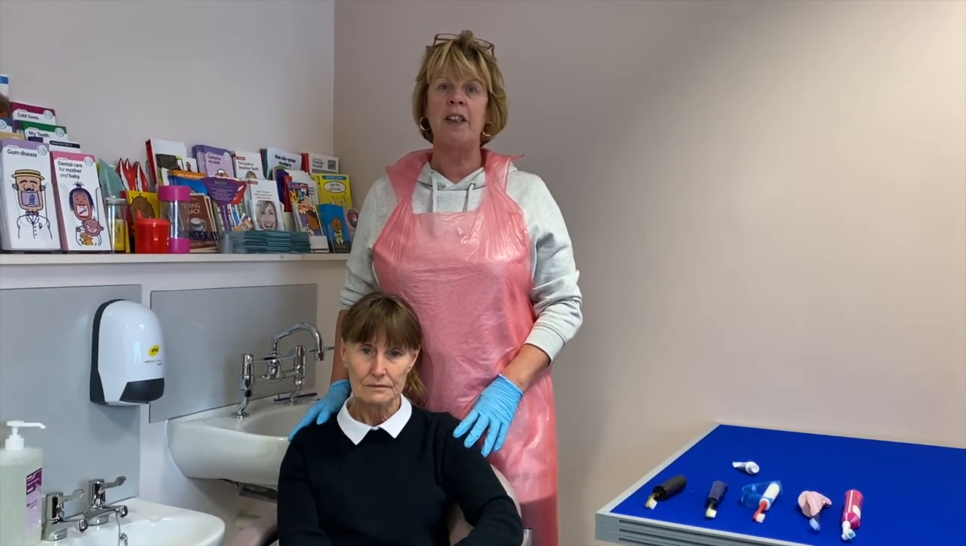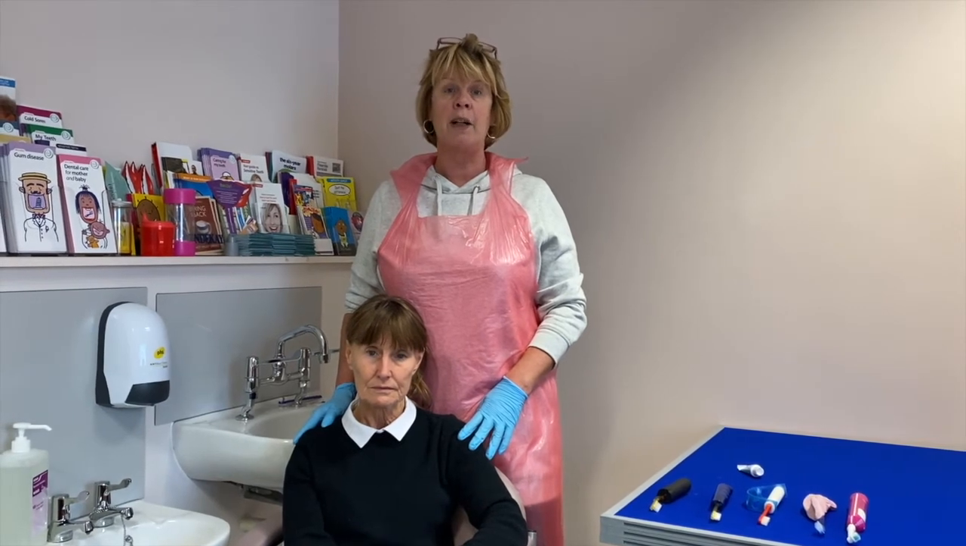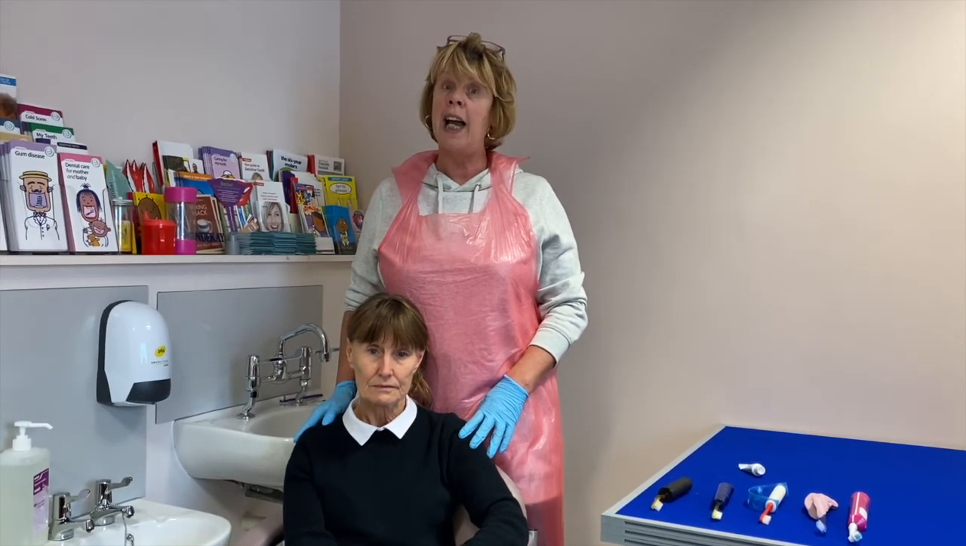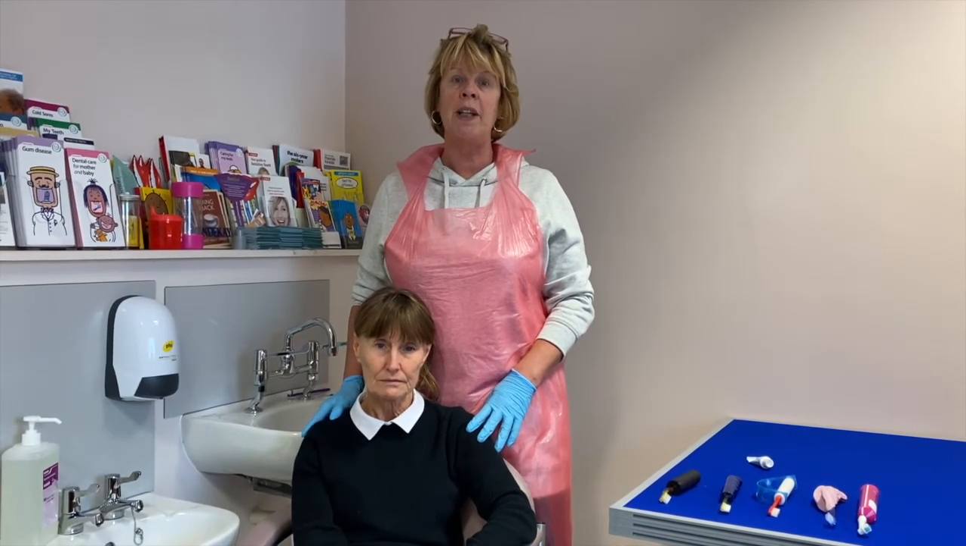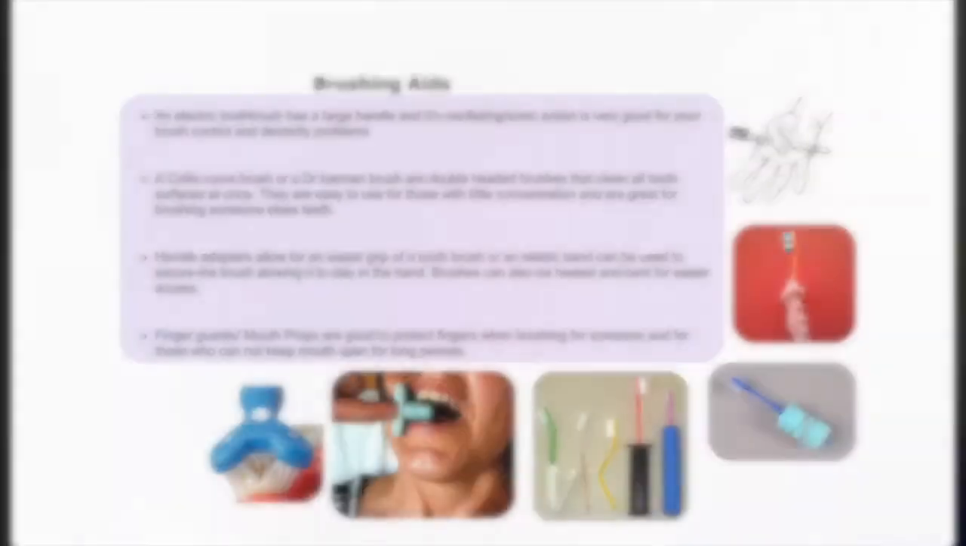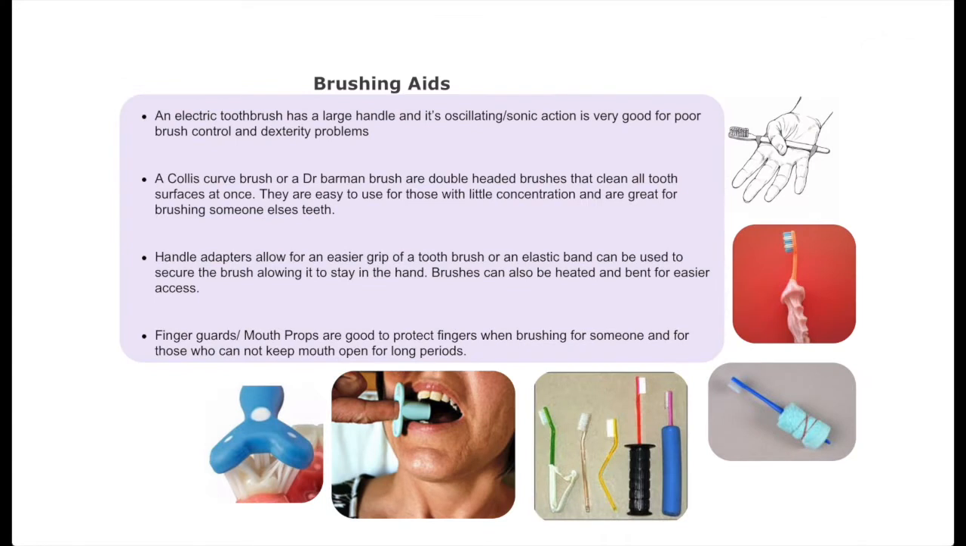If their dexterity is compromised, we may need to look at adapting toothbrushing techniques and/or adapting toothbrushes to help people remain independent when toothbrushing. There are lots of ways in which we can adapt toothbrushes to help someone remain independent with mouth care. Electric toothbrushes have large handles, making them easier to grip, and they carry out the mechanical action of brushing, which is helpful for those with limited arm strength and dexterity problems.